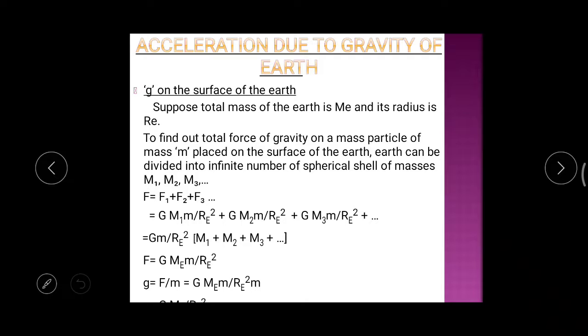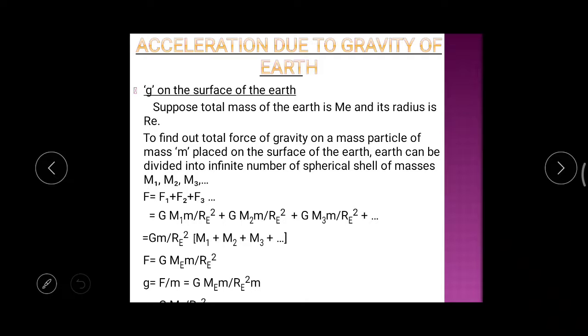So now you have to apply the inverse square law, the equation for the gravitational force F, that is equal to G into M into Me. Suppose we are considering the gravitational force between the earth and another mass, otherwise m1 into m2. So F is G into Me into m divided by the distance between the particle and the earth surface.